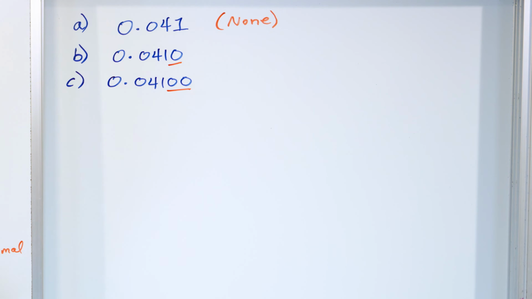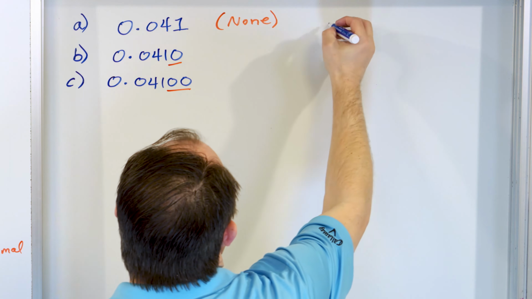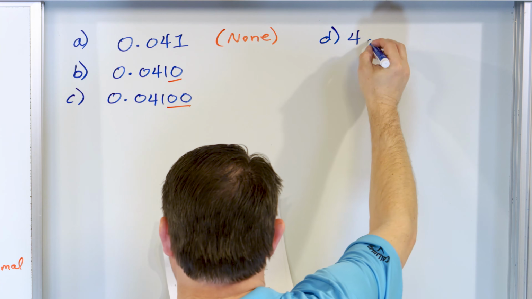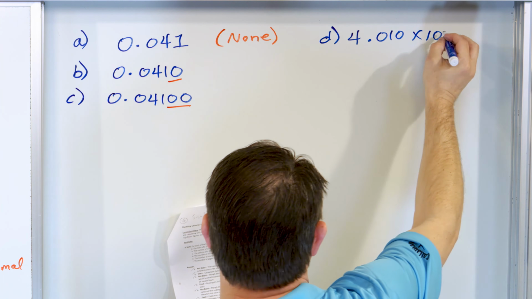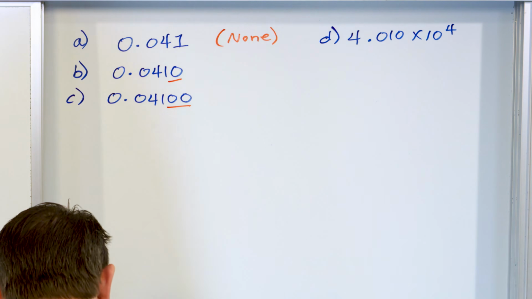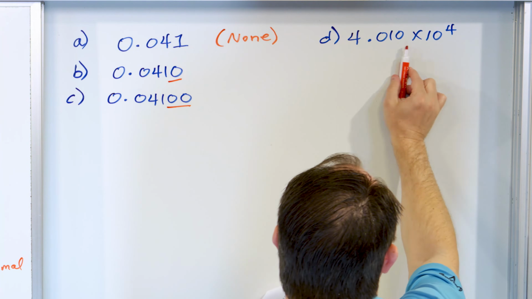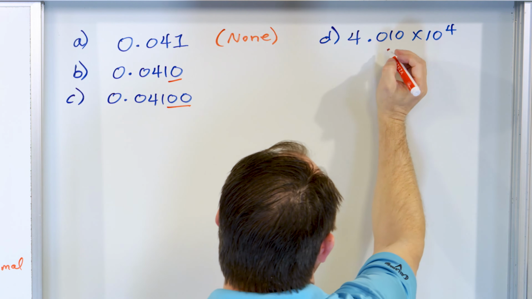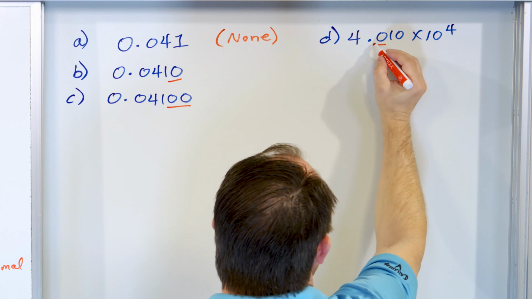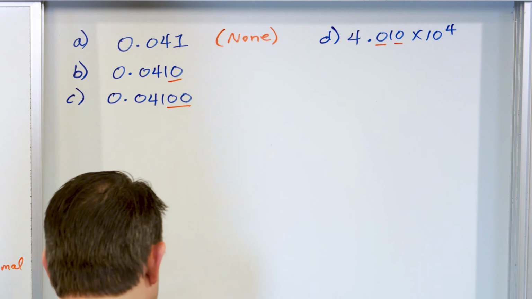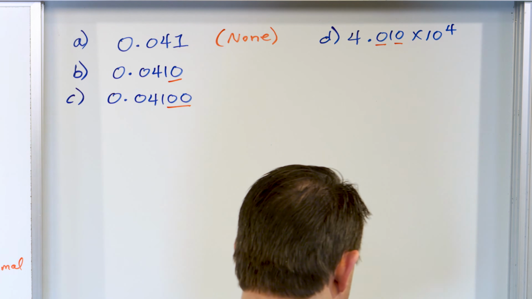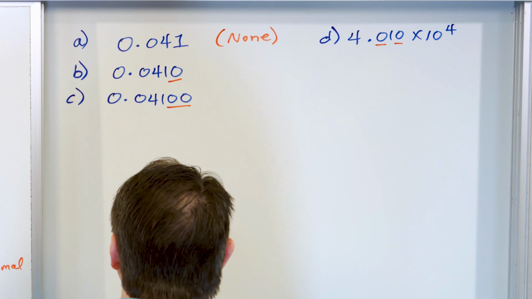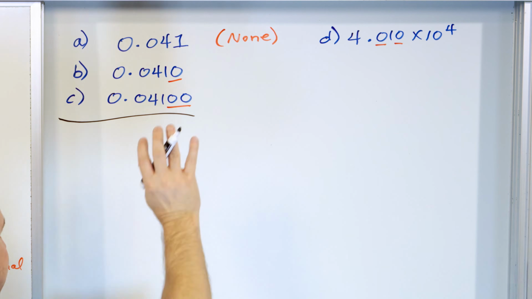All right? And then finally, I'll go over here for part D. Part D is 4.010 times 10 to the 4. We only look at the first part. We don't consider the 10 to the 4 for scientific notation. This is sandwiched, so it counts. So that one's significant. And this is a trailing zero with a decimal point, so it also is significant. And so we actually have both of those zeros, and both of those zeros are significant. All right. So that was just identifying zeros.